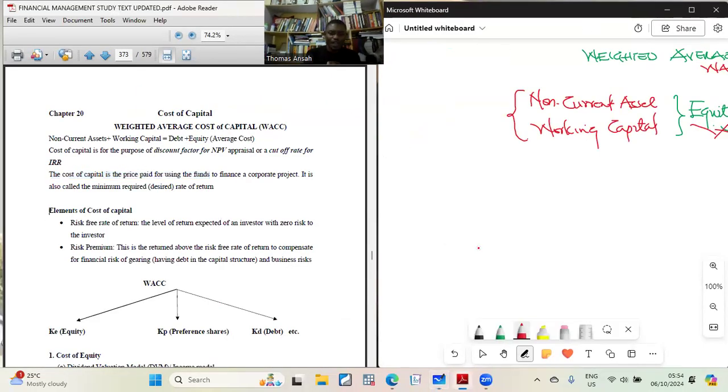What we need to understand, therefore, is the fact that the cost of capital has some elements. We have a part that is free: the risk-free rate of return. We have a level where the return expected of an investor is zero risk. He wants to have a return, but the investment that he's doing is zero risk. A typical example of this is investing in treasury bills. T-bills are deemed risk-free.